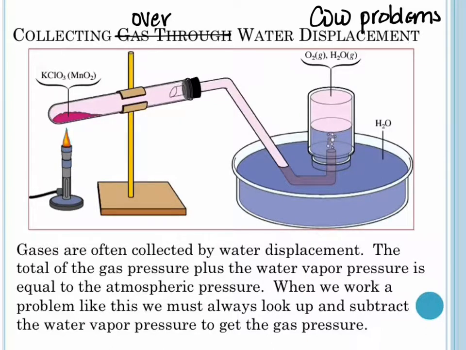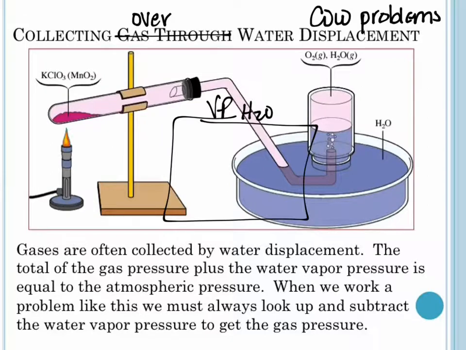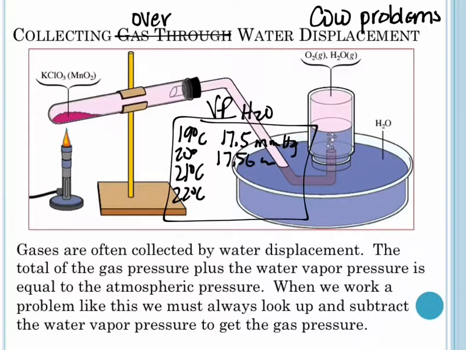You have a table that would look something like this, with the vapor pressure of water and a bunch of temperatures: 19 degrees, 20 degrees, 21 degrees Celsius, 22 degrees Celsius. It tells you what the vapor pressure of water is at that temperature. 17 millimeters of mercury, 17.56 millimeters of mercury. Okay? So we have to take that into account.